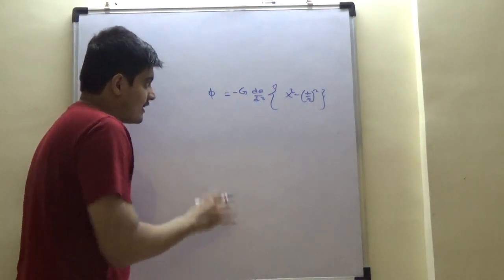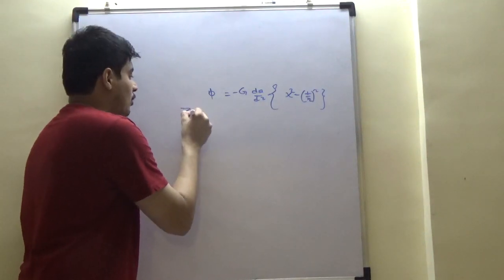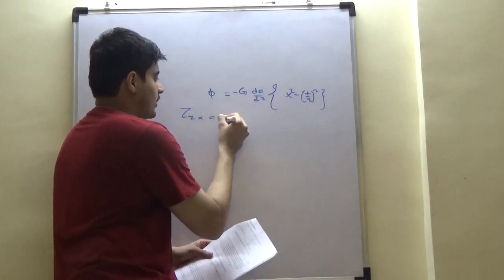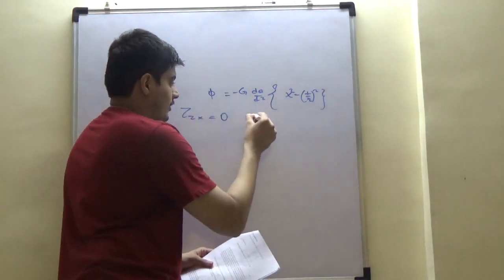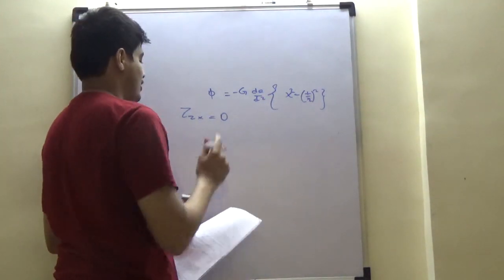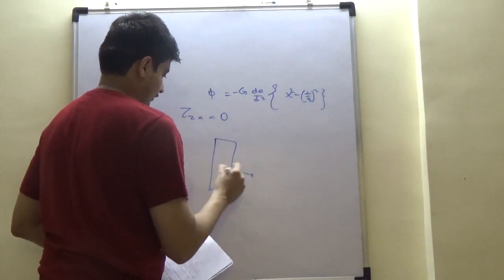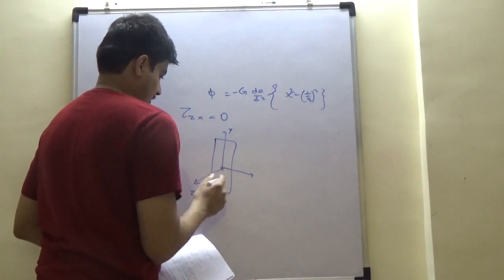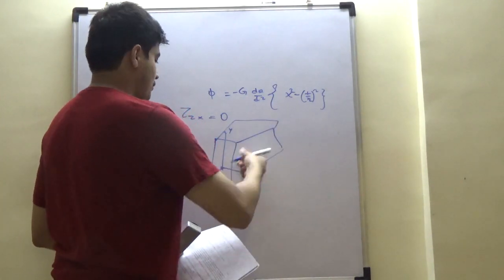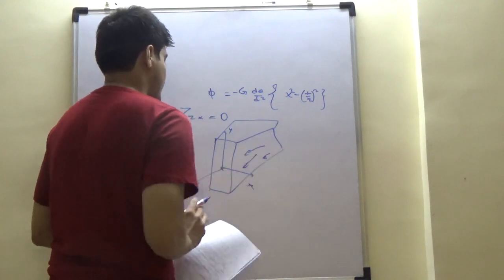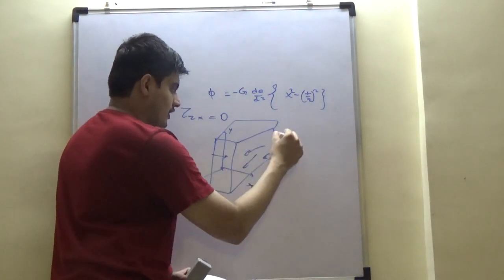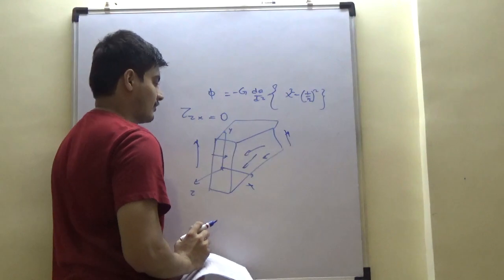Now, once we know the phi, we have to know tau zx. Tau zx is going to be 0. Why? Del phi by del y, gone. Which means the stress in this plane of the slab, this is how the slab is going to look like, the stress in these directions is 0. Only stress that you will see are these, right?